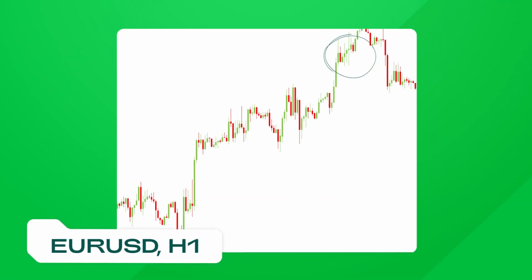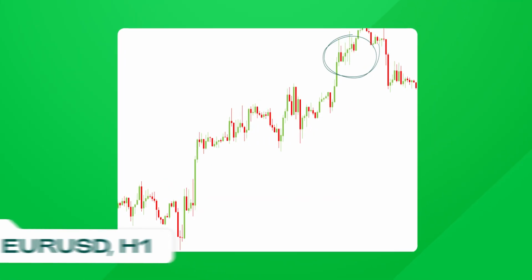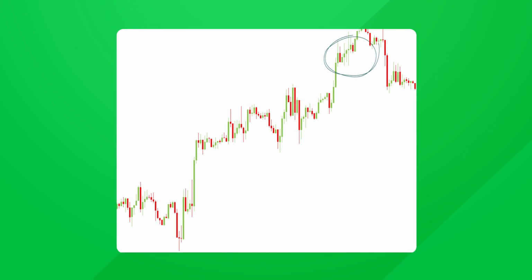Two, so you think that the price will make a correction. To enter a trade counter to the trend, you need to have several signals. Let's go through them. First, the price should form a high in an uptrend or a low in a downtrend. That's the number one thing you need to trade a correction.